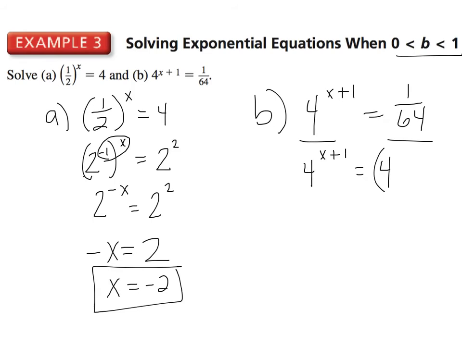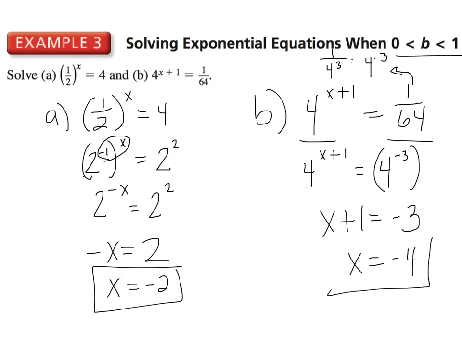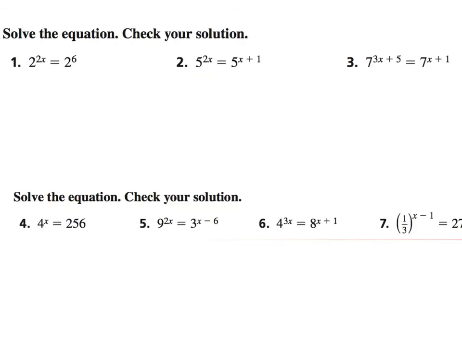Well, I'm going to actually take one extra step here and write it up here. I'm hoping you see that 1 over 4 to the third would give you 1/64. But if I rewrote it with a negative exponent, it would be 4 to the negative third power. So now I have the same base. x plus 1 equals negative 3. x equals negative 4.